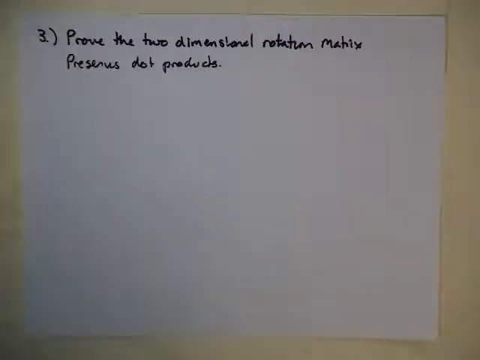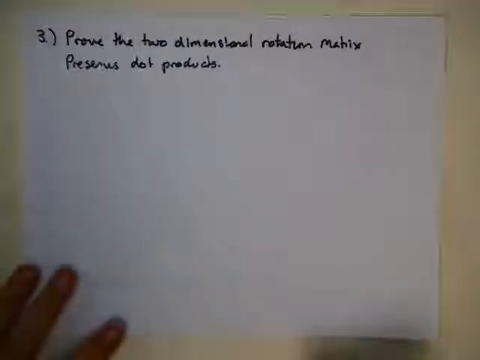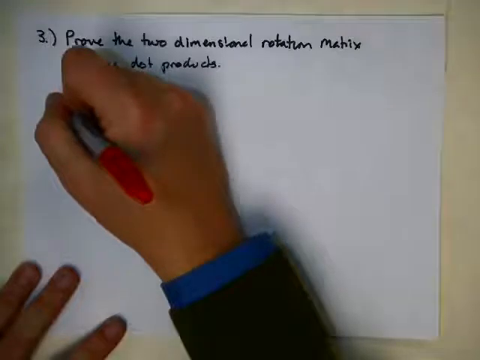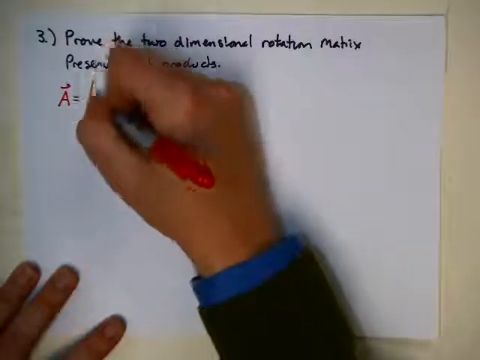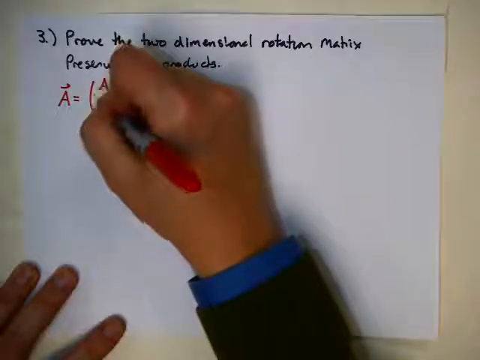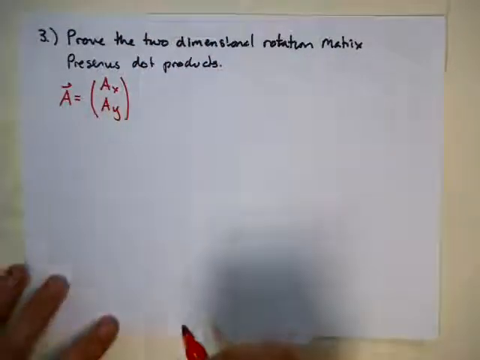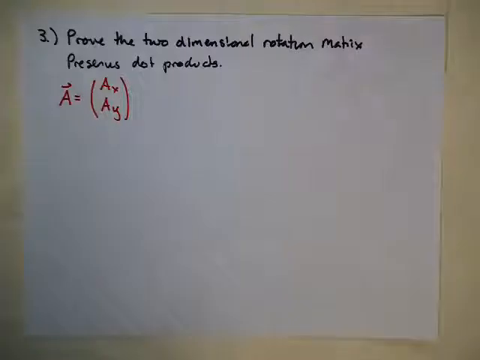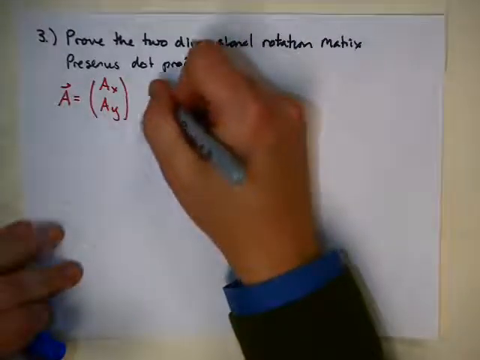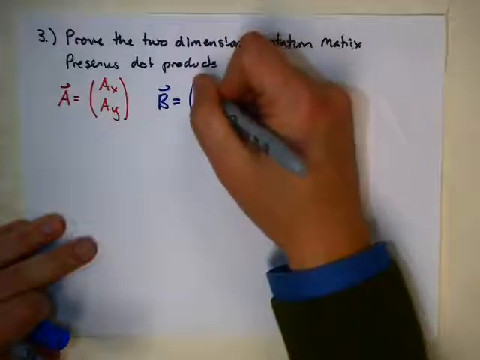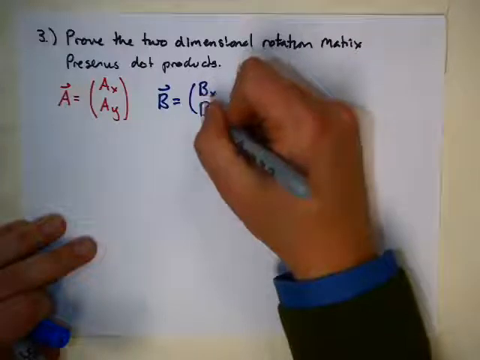Homework 1, problem 3. Prove that the two-dimensional rotation matrix preserves dot products. And so here we're going to have two vectors. Our vectors are general vectors. A vector is AX, AY. These are two-dimensional vectors. B vector is BX, BY.